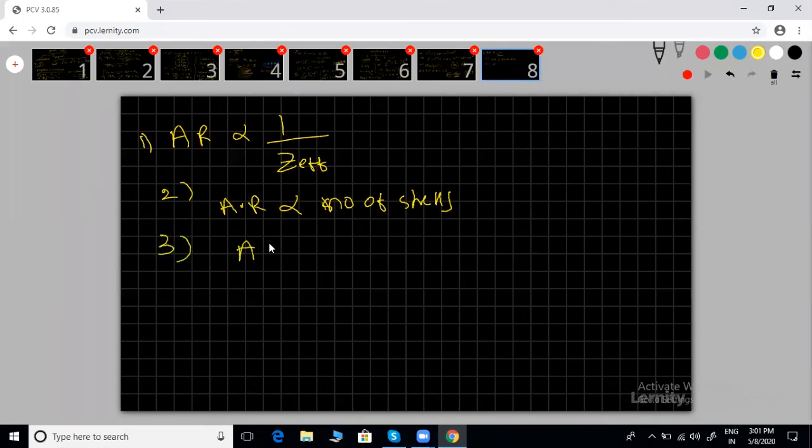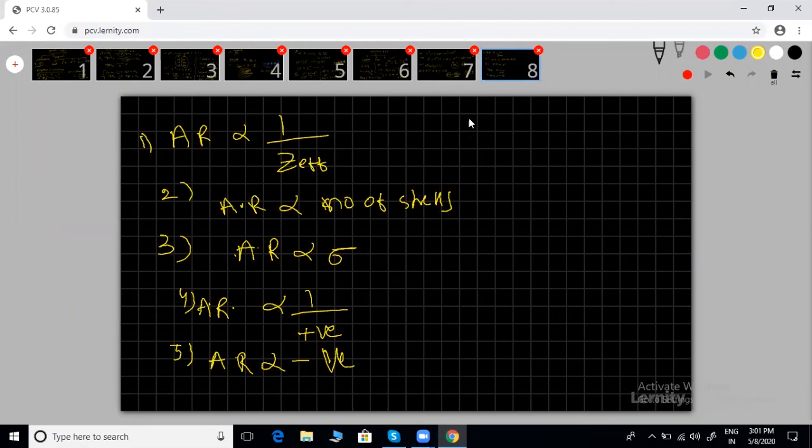So atomic radius is directly proportional to the screening effect, that is sigma. Higher the sigma, bigger the size. You can also write that atomic radius is inversely proportional to the magnitude of positive charge, and directly proportional to the magnitude of negative charge.